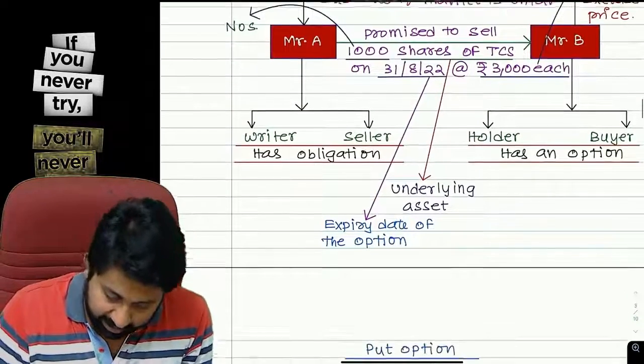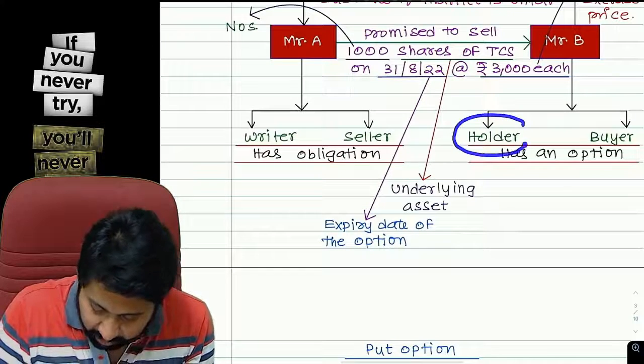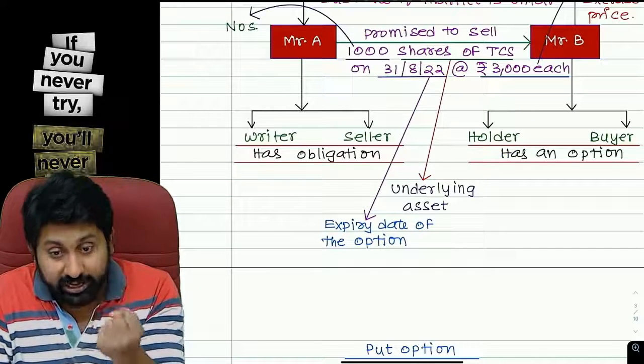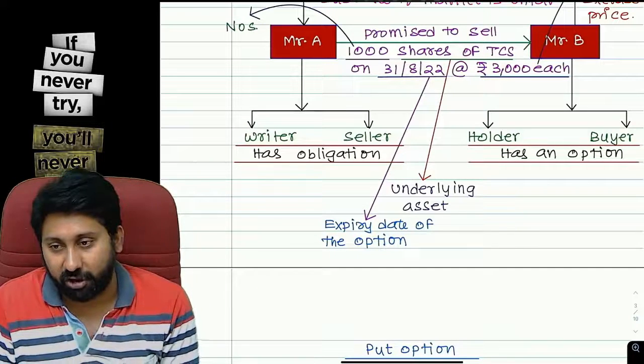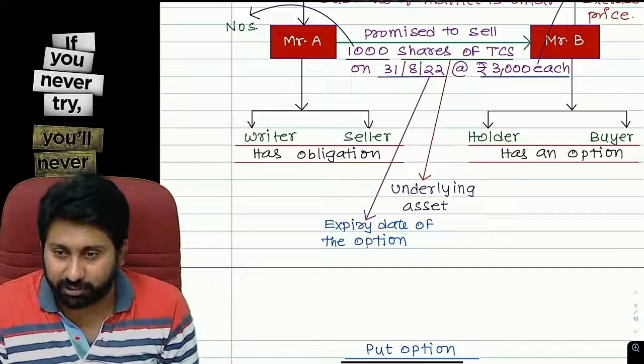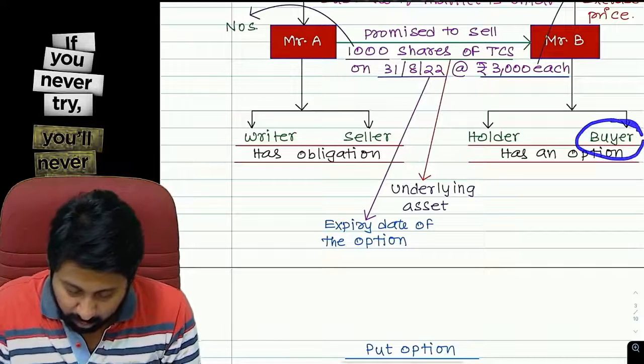Next, B is called a holder. What is holding? You are holding an option. You are writing an option here. You are a holder of an option. He is a writer of an option. He will be having an option to buy.